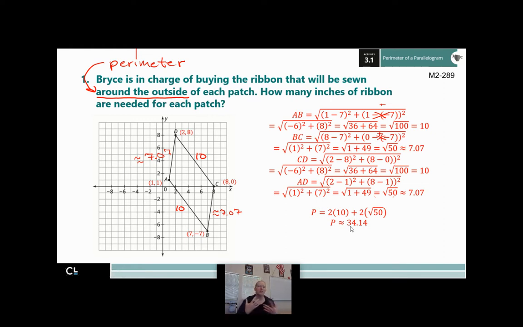Now, of course, this is a real world problem. If Bryce is going out to buy ribbon, is he really going to say, I need 34.14 inches of ribbon?